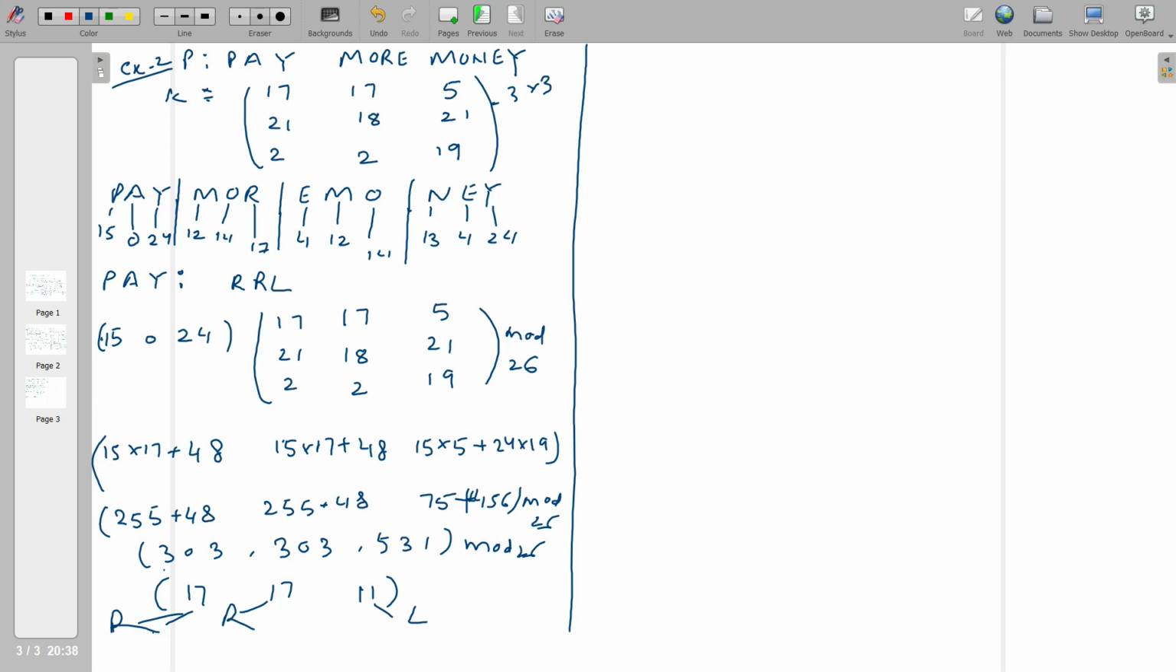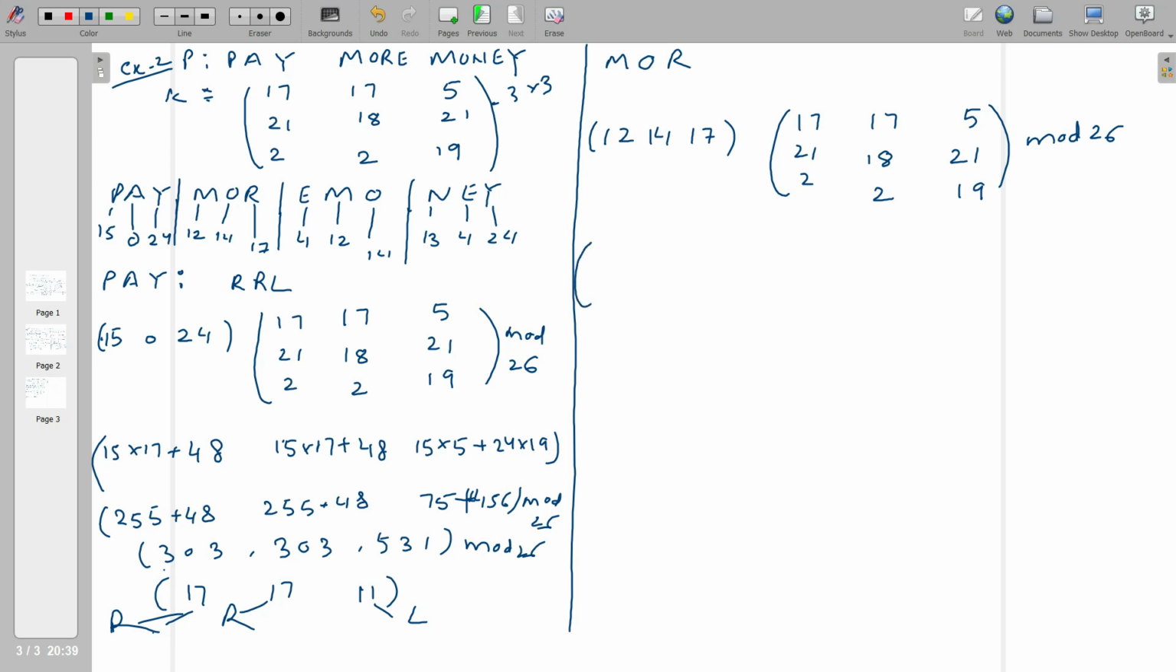Now we are going to take the second one. So the second one is MOR. What do we write for MOR? The plain text matrix for MOR is 12, 14, 17. Then the same key we are going to write, which is 17, 21, 2, 17, 18, 2, 5, 21 and 19, and it is going to be a mod 26 operation.